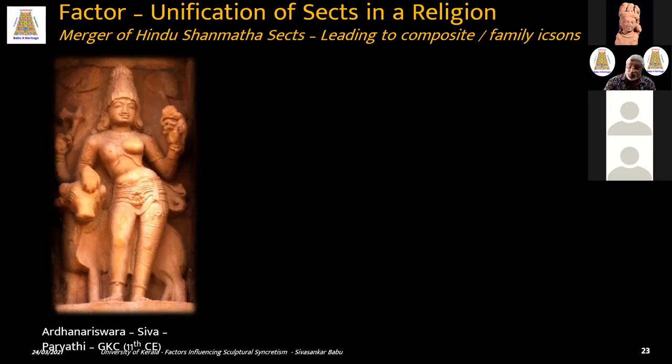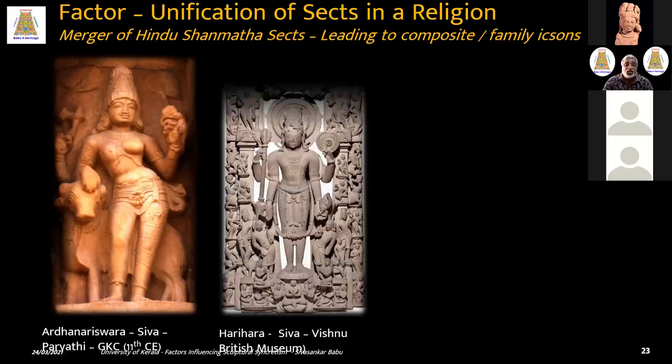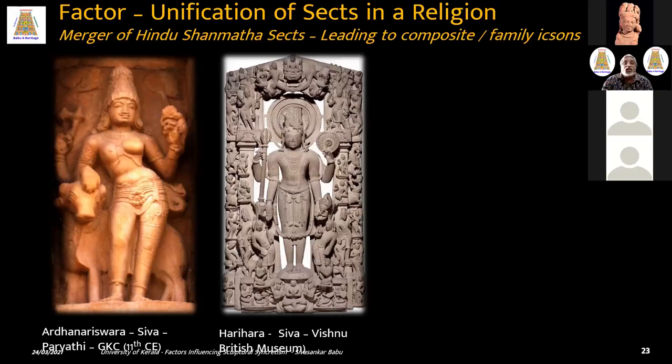So this is a beautiful Ardhanarishvara Shiva, and Harihara, trying to reconcile between Shaivas and Vaishnavas. So a concept of Harihara where the right is Shiva and the left is Vishnu. Fortunately, there is no major fight on who is right and who is left. And most of the icons are in this way only.